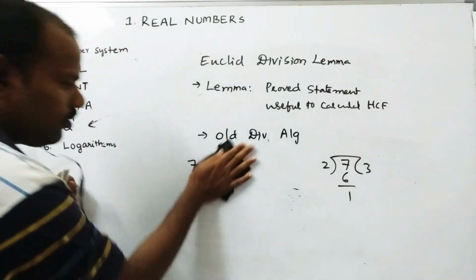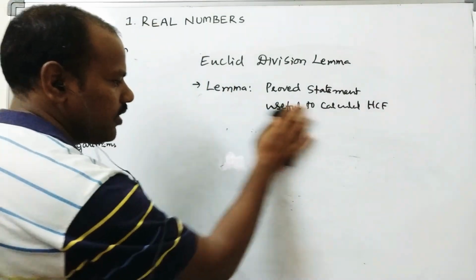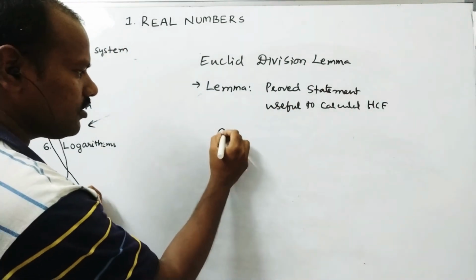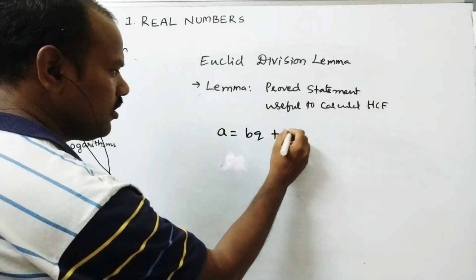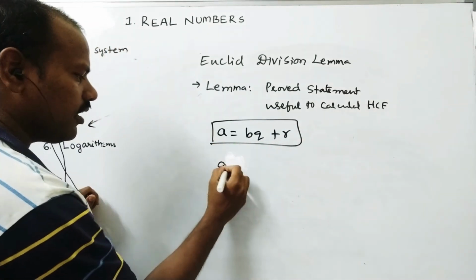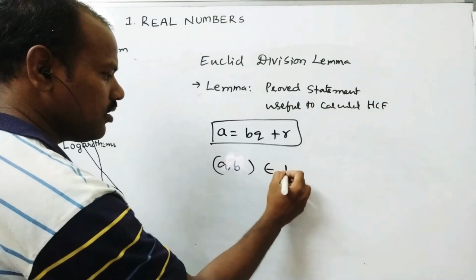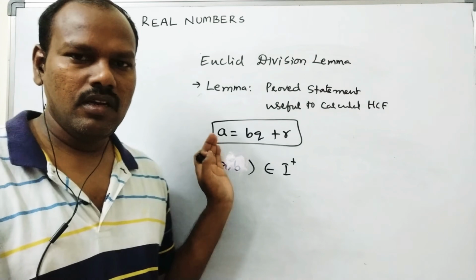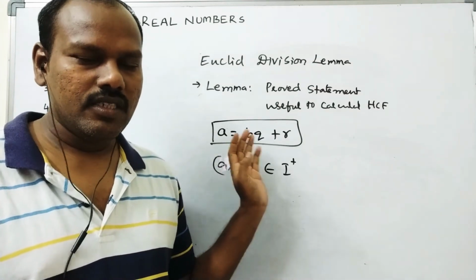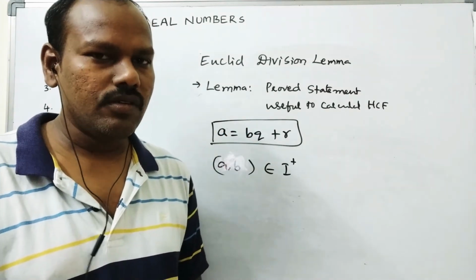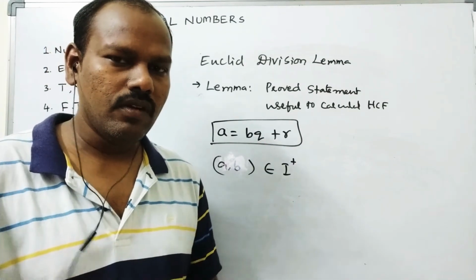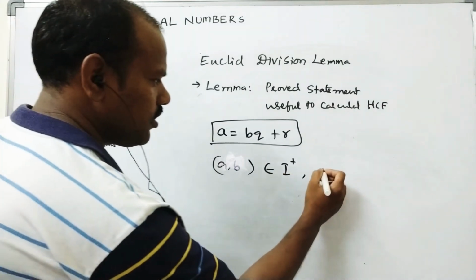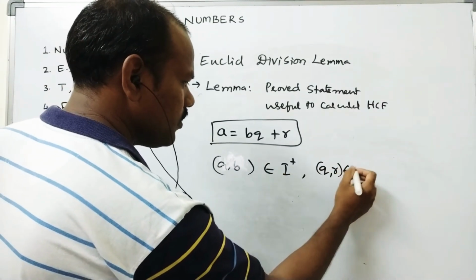But here, don't forget, all the terms which I have taken here, a and b, are any positive integers. So I am writing a = bq + r. This is Euclid division lemma. a, b belong to positive integers. Euclid stated that this is only applicable for positive integers, but it is also useful for negative integers, we can apply it. And q, r belong to whole numbers here.